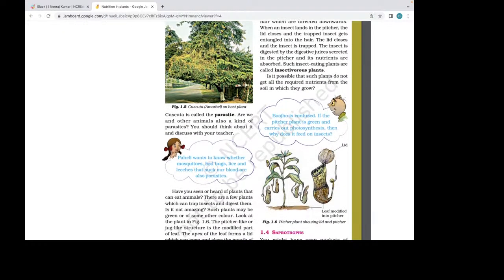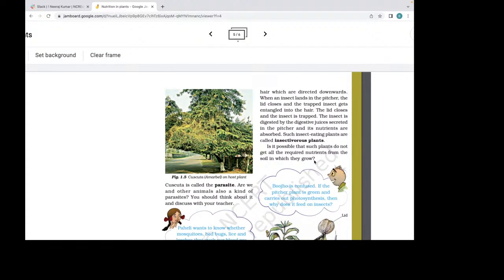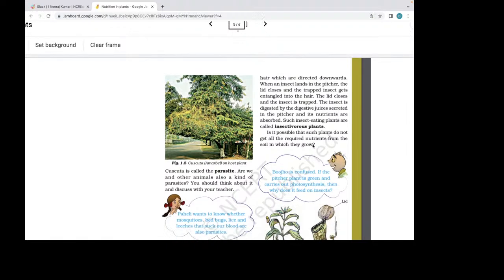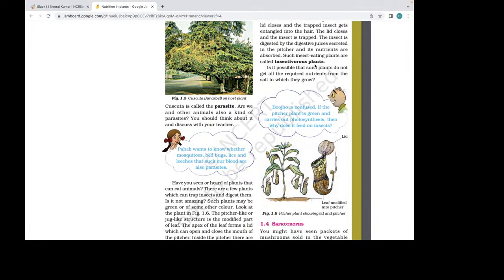So क्या होता है, इसके अंदर कुछ hair like structures होती हैं. जैसे ही insect उस पे बैठता है, it gets entangled and the lid closes. Lid बंद हो जाती है and then insect gets trapped in it. The insect is digested by the digestive juices secreted in the pitcher, and its nutrients are absorbed. Such insect-eating plants are called insectivorous plants. These kind of plants जो insects खाते हैं, इनको बोलते हैं insectivorous plants.